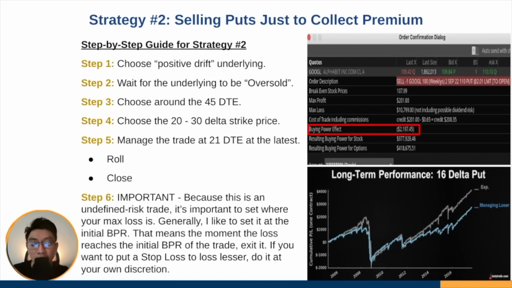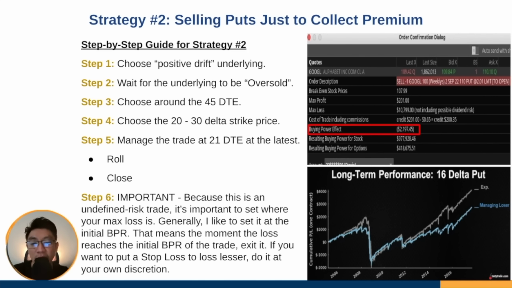Now, finally, step number 6, this is the most important one, and that is to manage your downside, right? To manage the risk on this trade, because the short put is an undefined risk strategy, which means if the market goes all the way to zero, you can lose a lot of money. You could actually lose much more than what you have in your account. So because this is an undefined risk trade, it's important to set where your max loss is. In this case, this is what I like to call your worst case scenario.